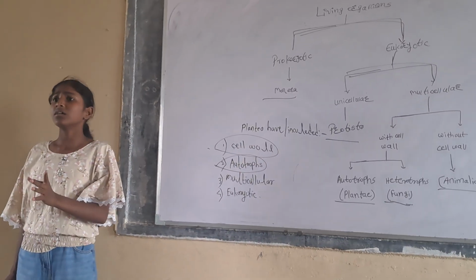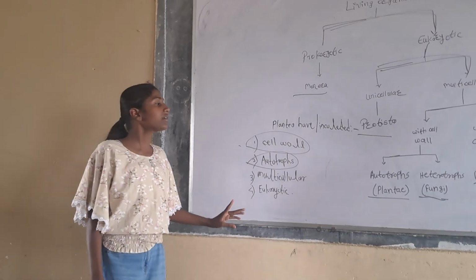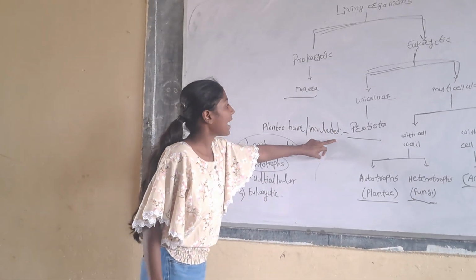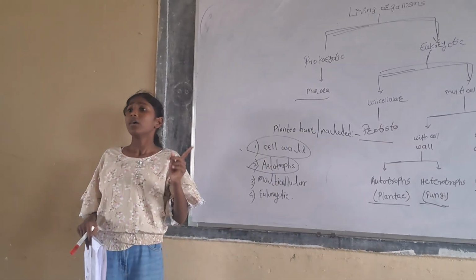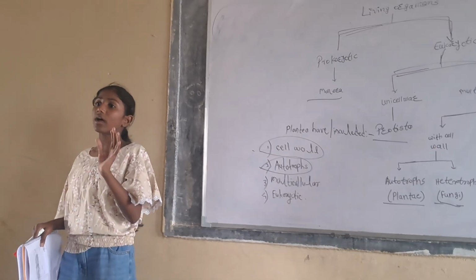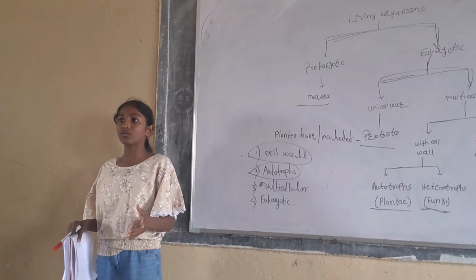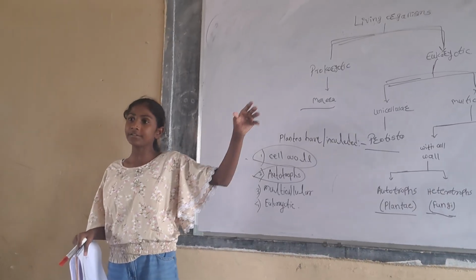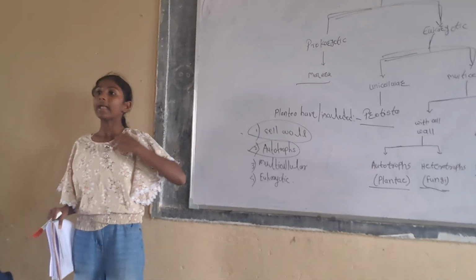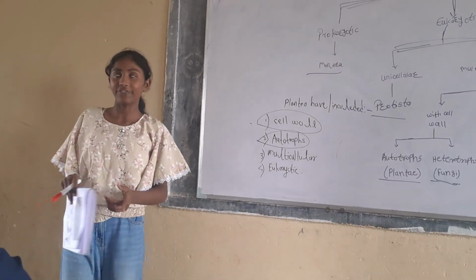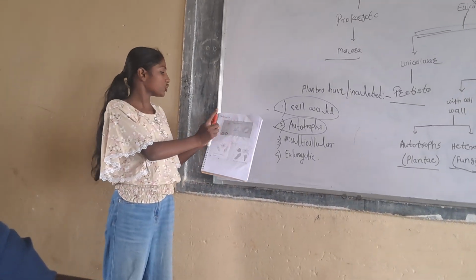Mostly, they are not classified as Plantae, Fungi or Animalia. Their specialty is that Protista are found in aquatic or moist environments. They are adapted to living in moist and aquatic environments. Here is the image of Protista: Euglena, Paramecium and Amoeba.